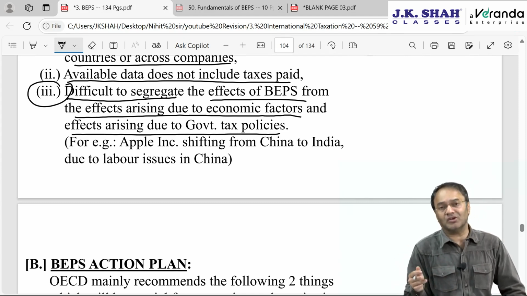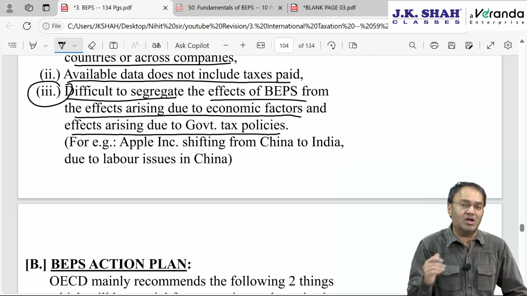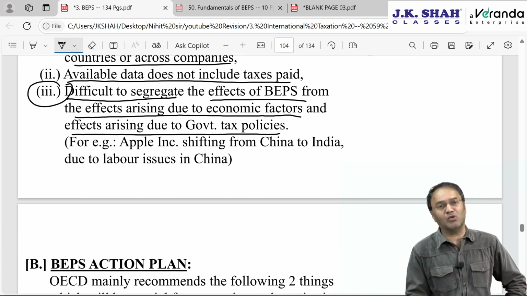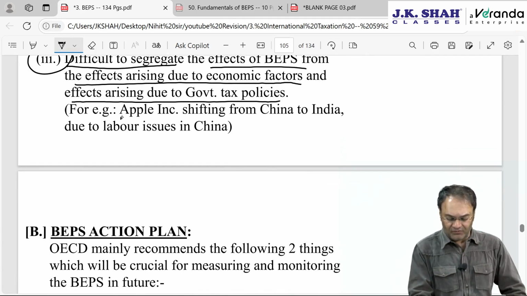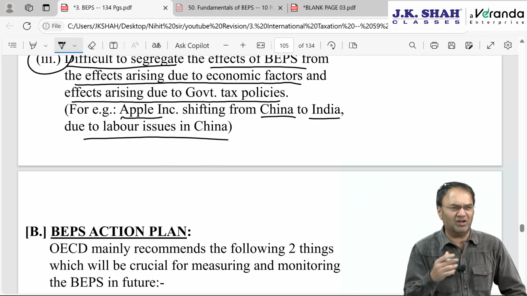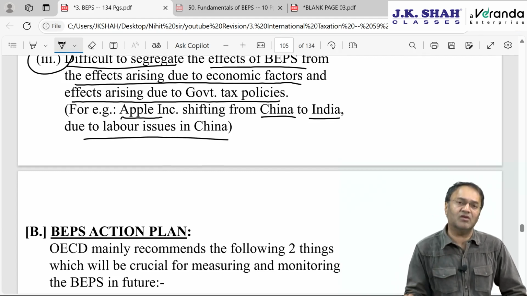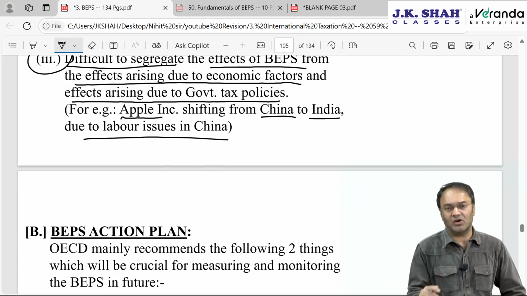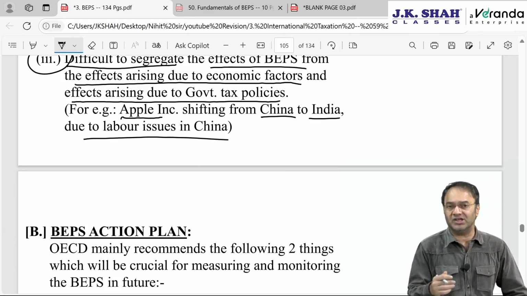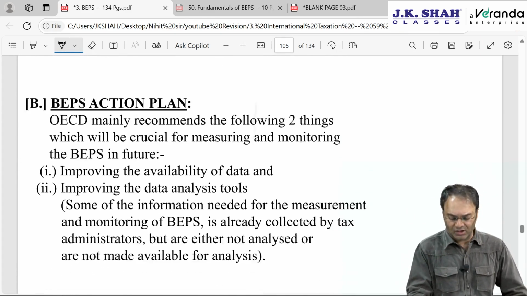I'm doing it because of other government factors, like the government banned the manufacturing of gutka. In such a situation I was compelled to go to some other country. For another example, Apple Inc. shifting from China to India due to labor unrest in China. There were labor unrest problems in China a few years back. Now things are resolved. But in such a situation, Apple is shifting from China to India not for saving tax, not for avoiding tax.